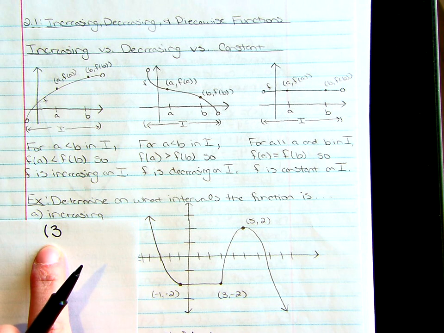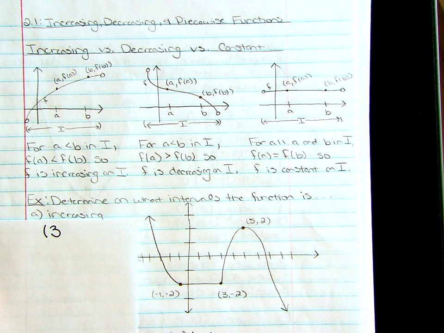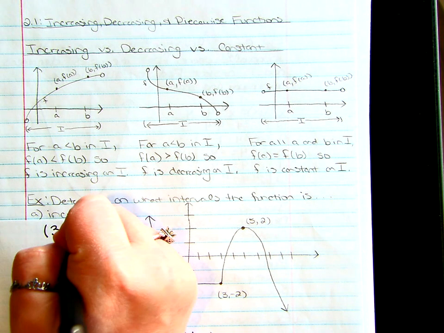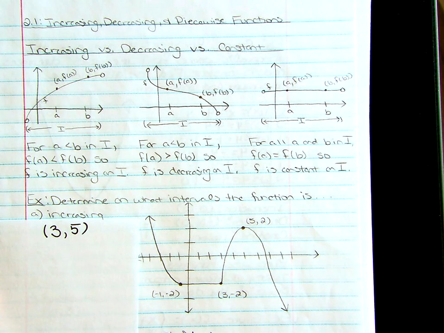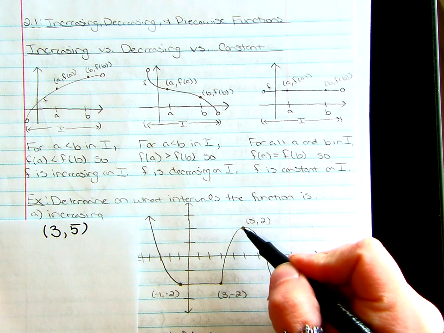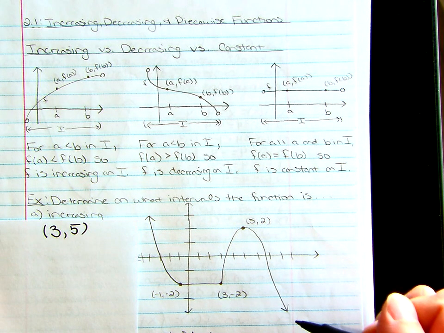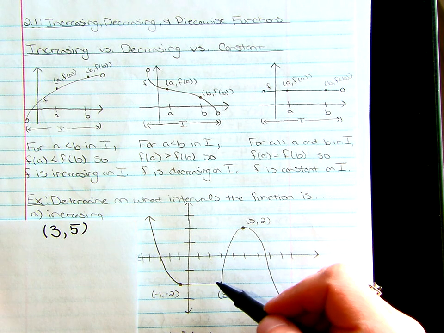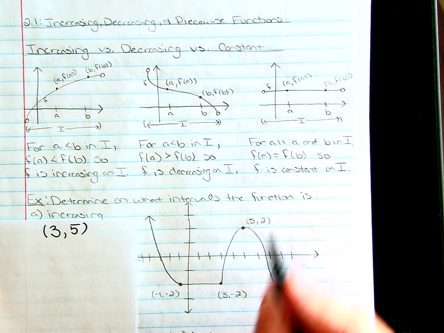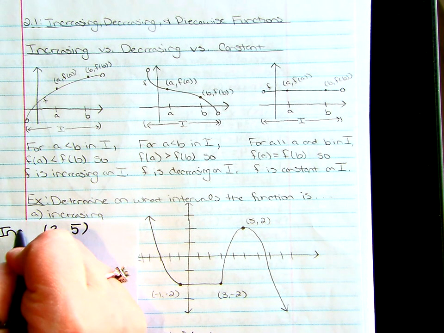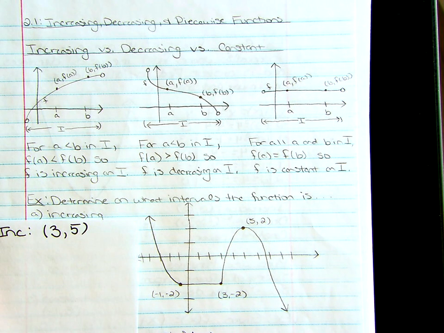And then it's going to increase until x is what? 5. Because once we hit 5, it starts decreasing again. And then we've covered our whole graph. There's nothing else to do. That is the only interval on which we are increasing. So we increase from 3 to 5.